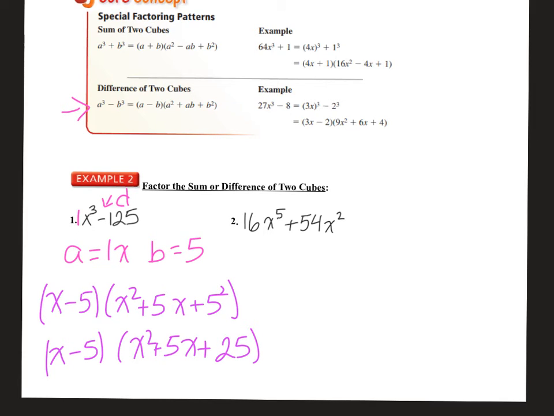So we're going to look at this, and the first thing you should notice is that there's an x to the 5th and an x squared, which means this isn't going to work unless we modify this somehow. So let's pull out an x squared from both, and looking at those coefficients, is there anything they have in common? Are they divisible by a number? So let's pull that out. Let's pull out a 2x squared. And what are we left with when we do that? You'll be left with 8x to the third plus 27.